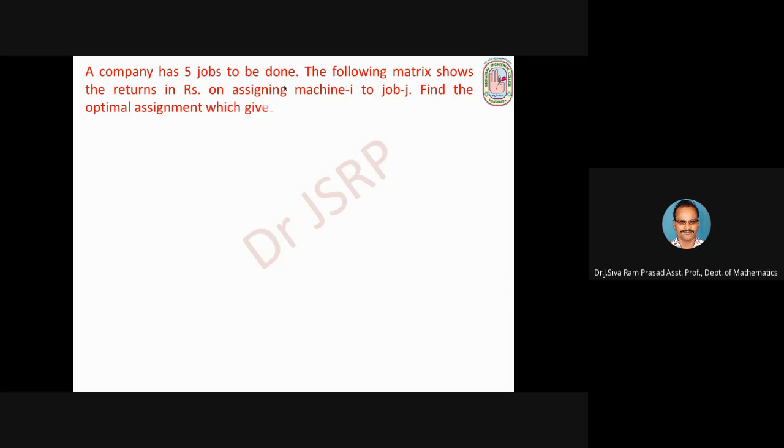Right. So consider this problem. A company has 5 jobs to be done. The following matrix shows returns in rupees on assigning mission I to job J. Find the optimal assignment which gives maximum returns.